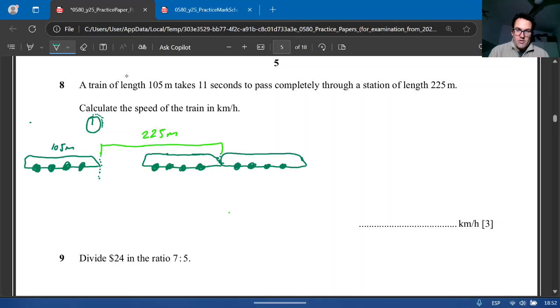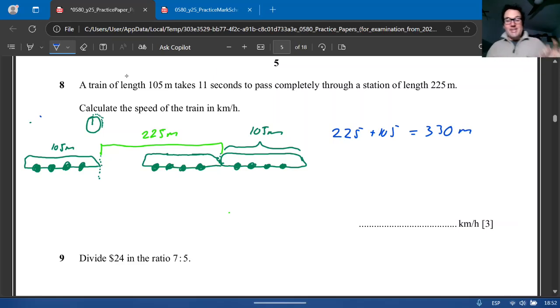How far did it travel from there to there? Well, the length of the train, which is 105 meters. So in total, the train will travel 225 plus 105 meters, which of course is 330 meters. Good. Now we've got the distance it traveled. The moment its backside leaves the platform, the clock stops: 11 seconds.